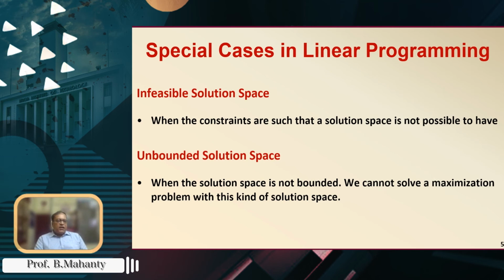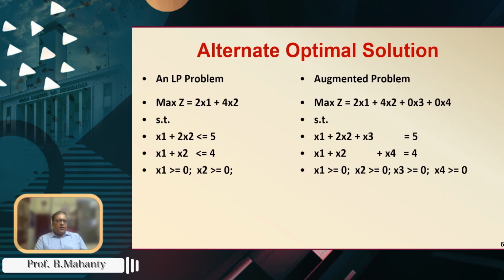The fourth situation is an unbounded solution space. The solution space is not bounded, so we cannot solve a maximization problem with this kind of solution space. What happens here? An infinite solution comes into the basis, because the solution space is unbounded and the simplex algorithm does not terminate. We keep solving the problem and we get an infinite solution into the basis. So these are the four different cases that we have discussed in these two lectures, last class and today.